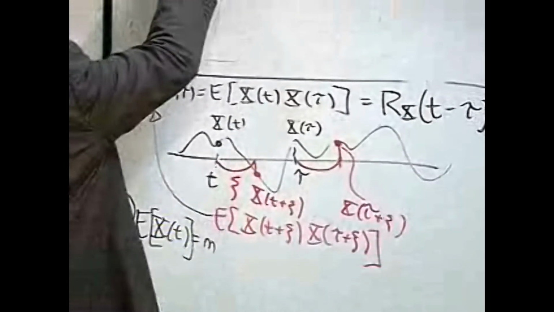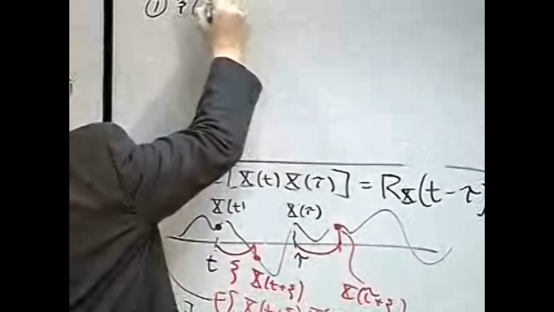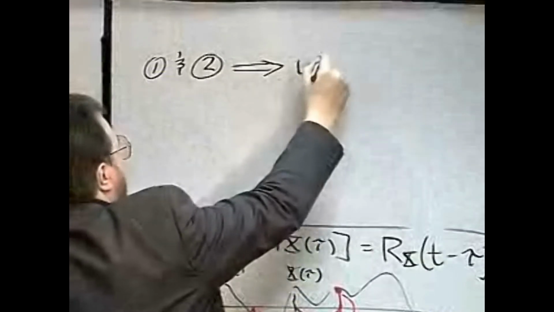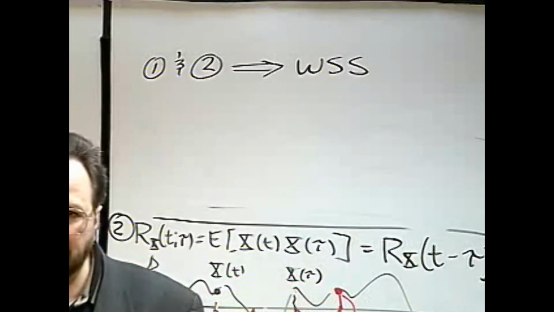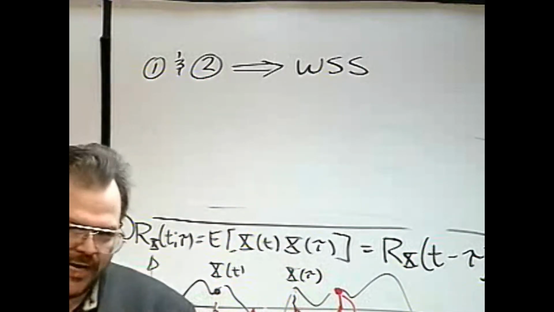So 1 and 2 correspond to a wide sense stationary stochastic process. Remember our definition for strict stationarity? We had to go through a lot of hoops to specify that. This is wide sense stationary.